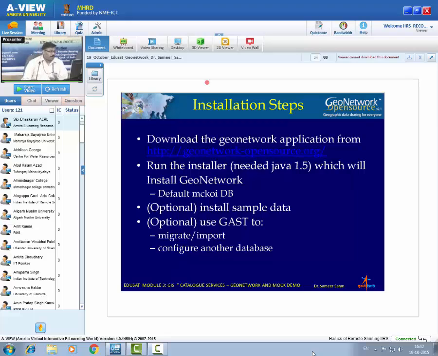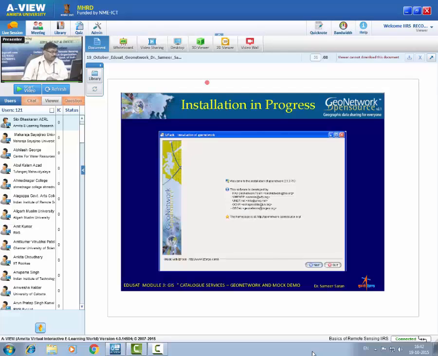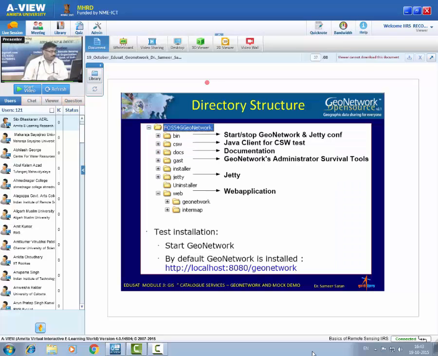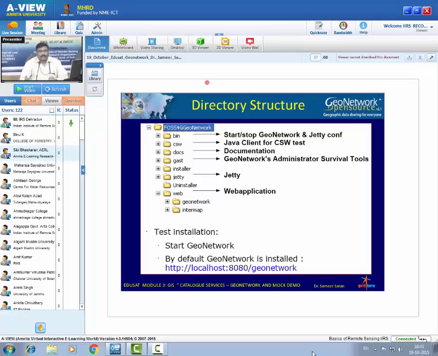So in that way it is quite comfortable and quite easy. This is the way you install the entire Geonetwork. These are some of the files, like there are a few Java clients, and then there are documentation files. The web application is totally under web, and the administrative tool, the Geonetwork administrative survival tool, that is GAST, is available in this folder.